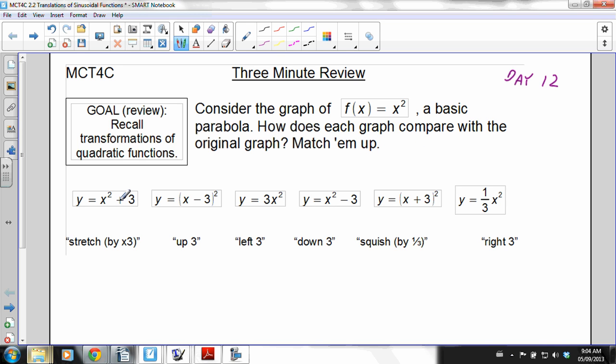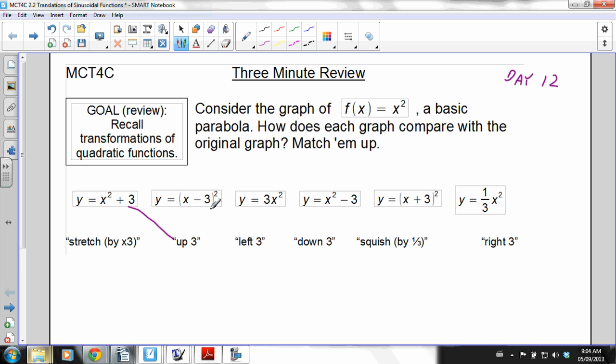This first one, the +3, it's not in with the x, so it's affecting y values, and when it's affecting y values, it changes it in exactly the way that you expect. So +3, you'd think in the direction of y, it's going to go up 3, and that's correct.